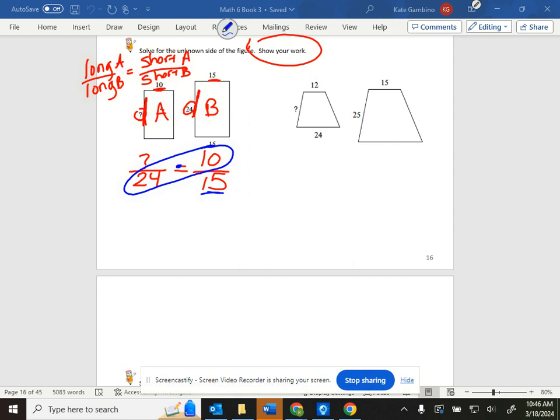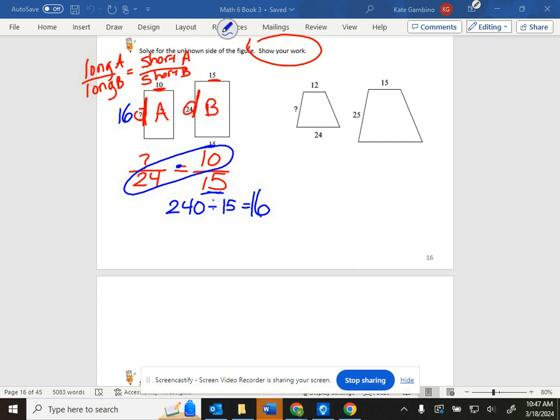250. Say that again, sorry. Yes. So let's try that again, Sawyer. Okay, so 240. If we multiply those, what do I do with that 15? Divide by the 15, and what do I get? 16. So my missing side is 16.